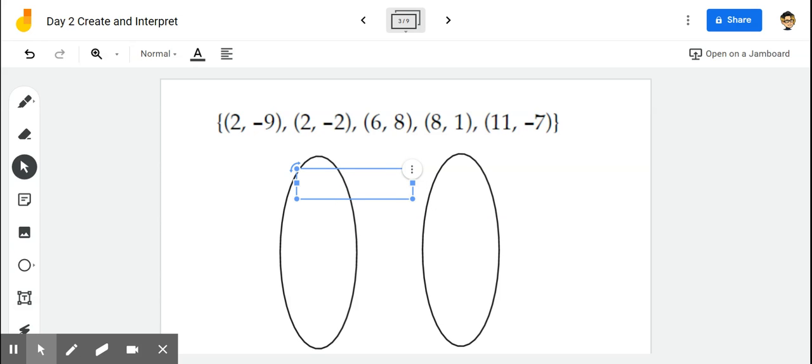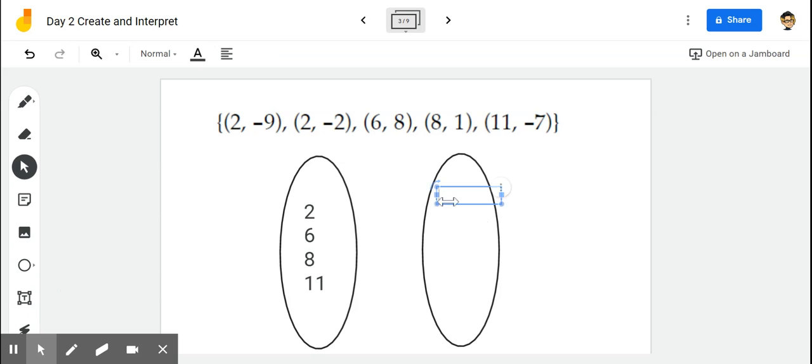I'm just gonna go straight down, and on the left I'm gonna have all my x coordinates, but I'm not going to repeat. So for instance, this first point here I have a 2. This next point here has a 2, but I already have a 2, so I don't need to repeat it. My next number is 6, then it's 8, then it's 11. These are all my x points.